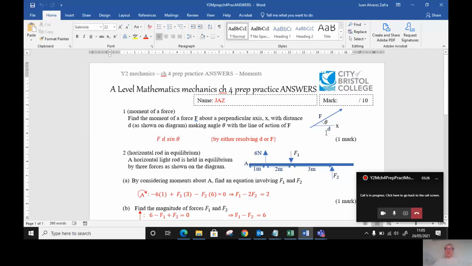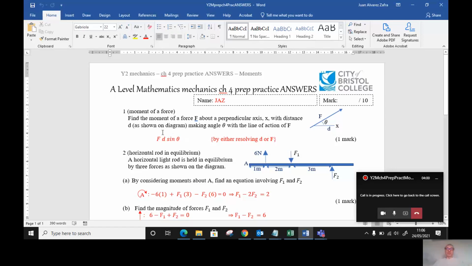The other way of thinking about it is that rather than finding the perpendicular distance, we can find the perpendicular force. So F can be resolved into two forces. One force that goes through x, which will be F cos theta, and the other force, which will be perpendicular to the line d, which will be F sine theta going up here. And so for that force, the magnitude will be F sine theta, and the perpendicular distance will be d. So that's why I've written here, either resolving d or resolving F.